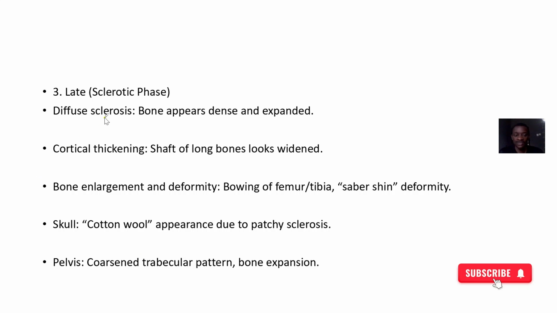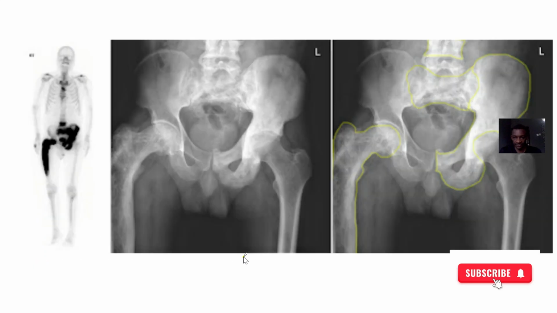Alright, late, you see the sclerotic phase where there's now diffuse sclerosis, you know, cortical thickening, bone enlargement and deformities, which is now bowing of the femur and the tibia. That's a saber shin deformity. Then skull, there's now cotton wool appearance due to patchy sclerosis. Then the pelvis, there's now coarse trabecular pattern, okay, and also bone expansion.